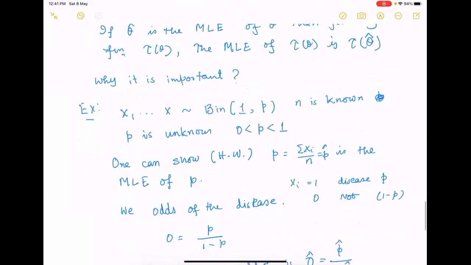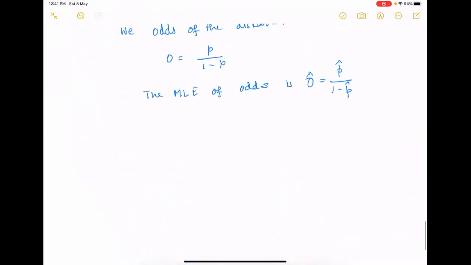Okay, so that's an interesting theorem, and let me quickly give you the proof. The proof is very simple. Let me discuss the proof.